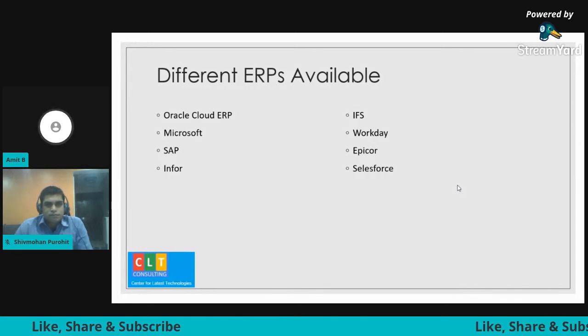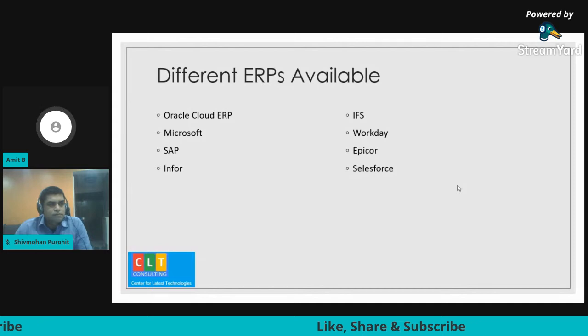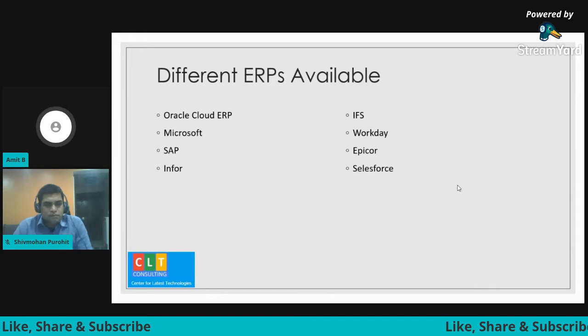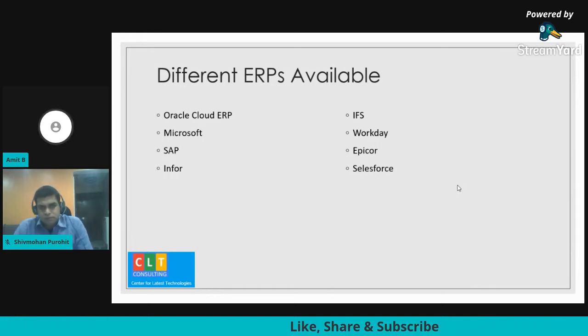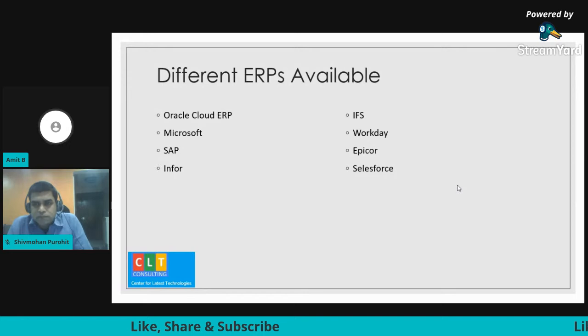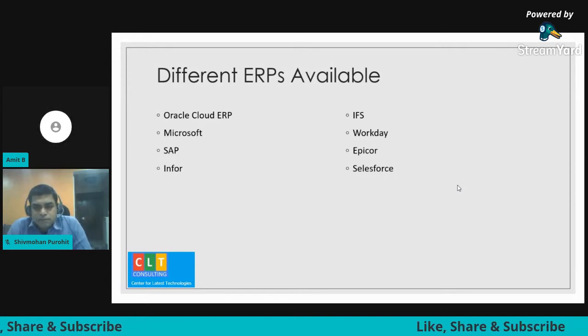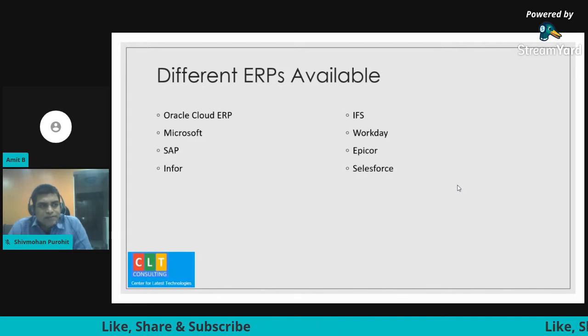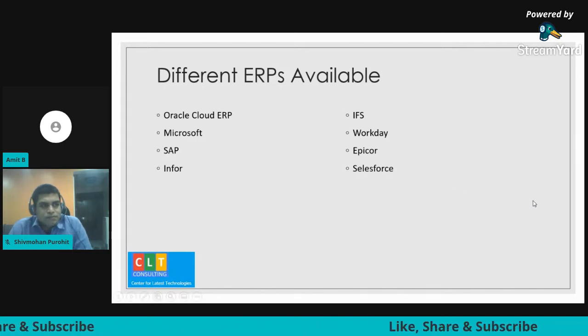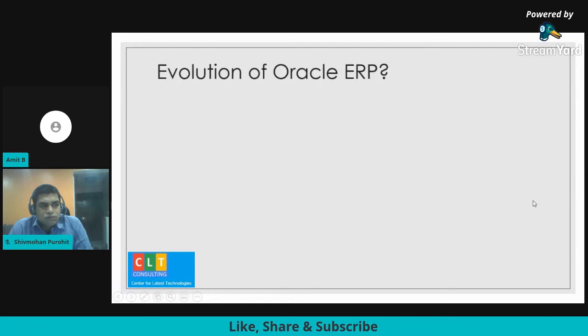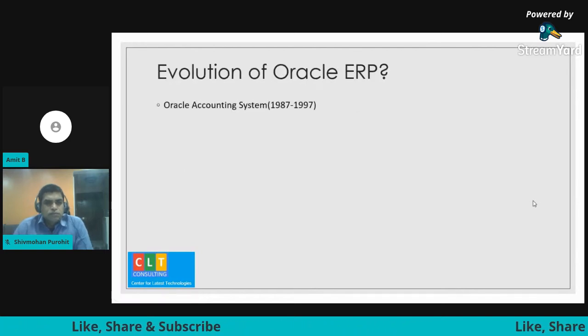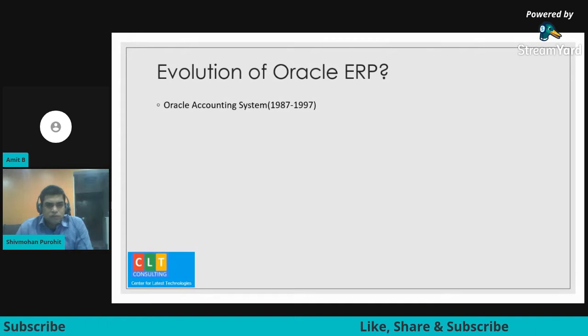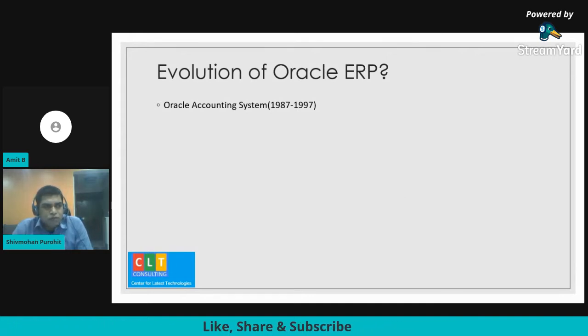However, the other popular ERPs are Microsoft, SAP, Infor, IFS, Workday, Epicor, and Salesforce. There are many others, small and big, however these are the most popular ERPs. Yeah. Now we can skip this slide and move ahead.